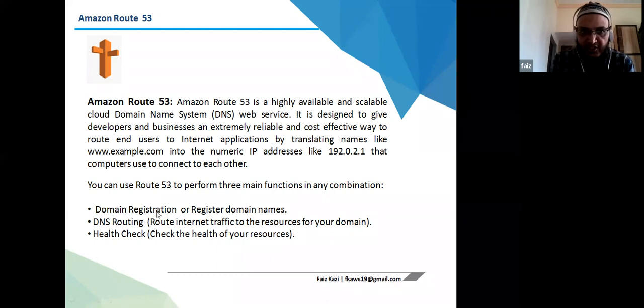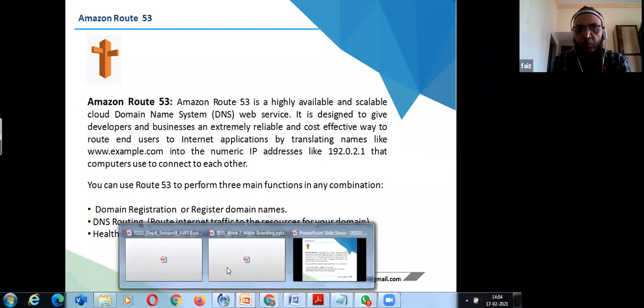So you can use Route 53 to perform three main functions. One is domain registration, registering domain names. Another is DNS routing, routing internet traffic to the resources of your domain. And the third is health checks, checking the health of your resources. Let's see what a domain name is first.